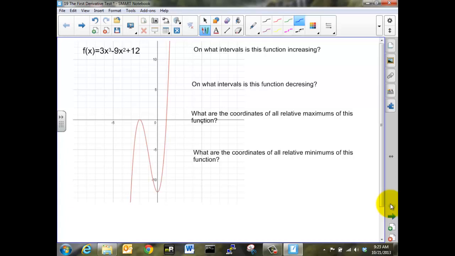Because we aren't giving you any specific endpoints, so we're going to assume that the ends keep going in the direction that they are going now, okay? Okay. So, Katie, where is this thing? Give me an interval where it's increasing.